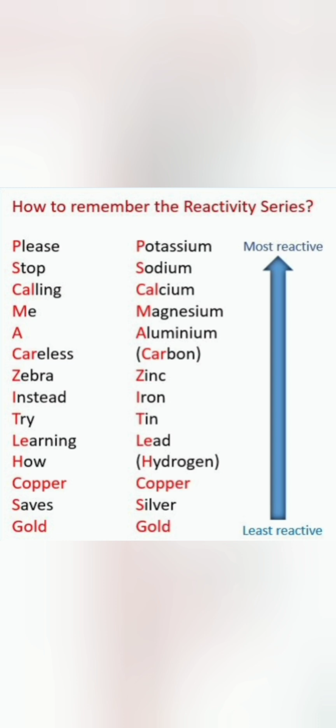In this mnemonic, please stands for potassium, stop for sodium, calling for calcium, me for magnesium, a for aluminium, careless for carbon, zebra for zinc, instead for iron, try for tin, learning for lead, how for hydrogen, copper for copper, saves for silver, and gold for gold.